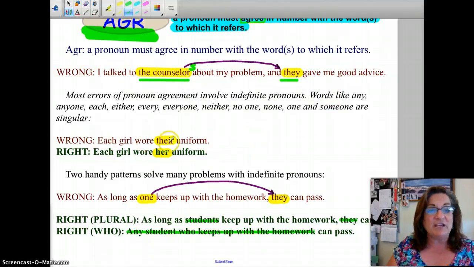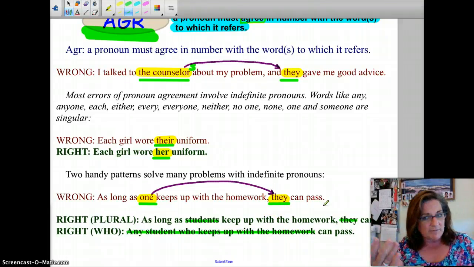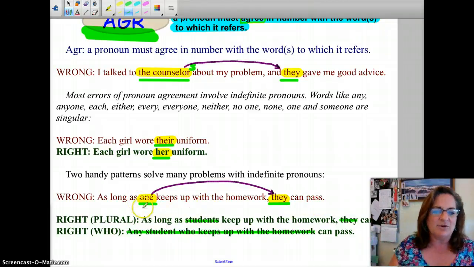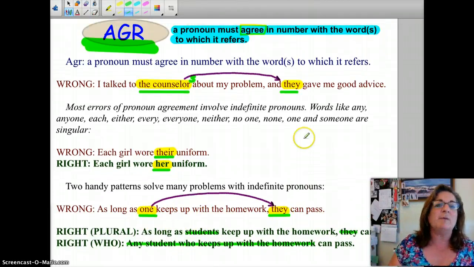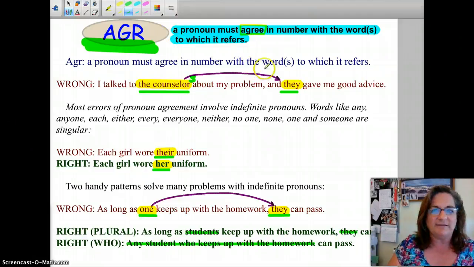Another example is each girl wore their uniform. It sounds like they share the uniform, but they don't. Each girl is wearing her own uniform, so each girl wore her uniform. And then this example, as long as one keeps up with the homework, they can pass. Those don't match. It'd have to be as long as one keeps up, one can pass, or as long as students keep up, they can pass, something like that. But you need to match your two pronouns. So one big problem is pronoun agreement. Let's make sure the pronoun agrees with the word that it's replacing, called the antecedent.